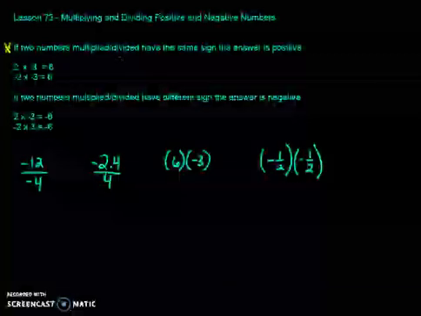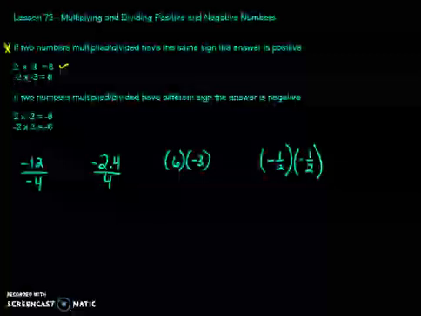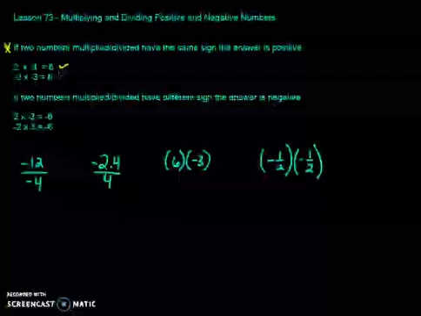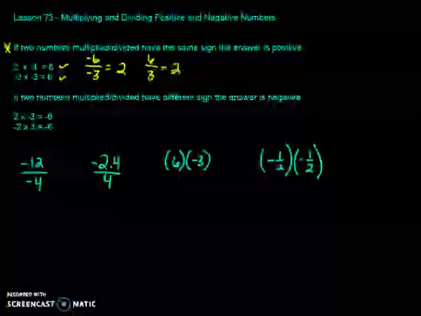If two numbers, multiplied or divided, have the same sign, the answer is positive. So we know this: 2 times 3 is 6. They're both positive, the answer is positive. But now, if we have a negative times a negative, it's a positive. So two negatives multiplied or divided. Let's say that we take negative 6 divided by negative 3. That's going to be a positive 2. So two negatives divided or multiplied, it's going to be a positive, just like if both of them are positive. 6 divided by 3 is also positive 2.